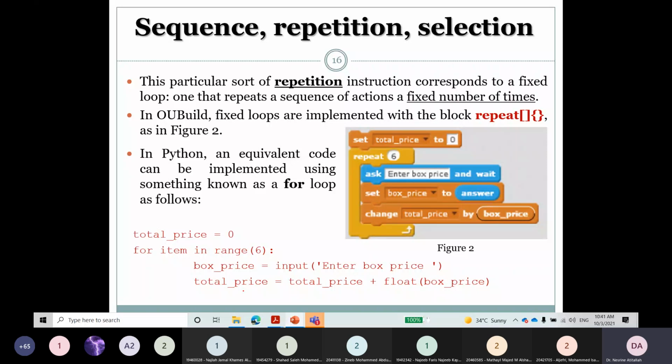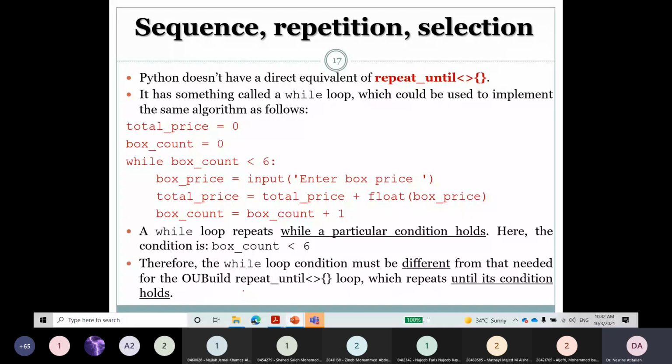So this is the implementation of the same program, the same algorithm, but with a different programming language. Python doesn't have a direct equivalent of repeat until, but it has something called a while loop, which could be used to implement the same algorithm. As you know, there are some algorithms that contain the while.